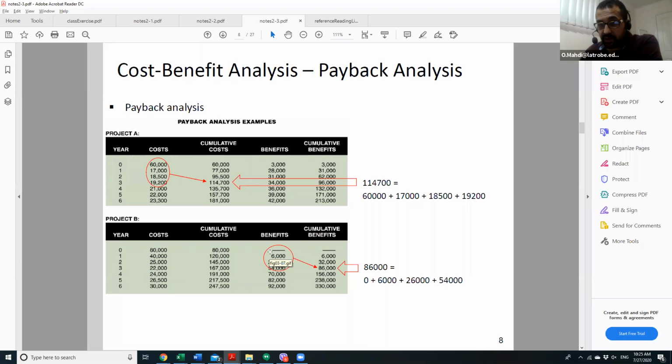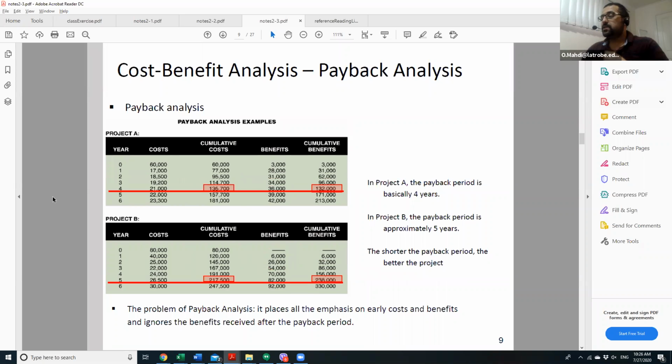But look here, starting from year two, the benefit is 60,000, so the accumulated benefit of the second year is 60,000 as well. The third year is 32,000. Where did it come from? It came from 26,000 plus 6,000, so we have 32,000 as accumulated benefits for year three, and so on. So this is how we calculate the cumulative benefits and cumulative costs, based on the initial cost and the initial benefits of each year.